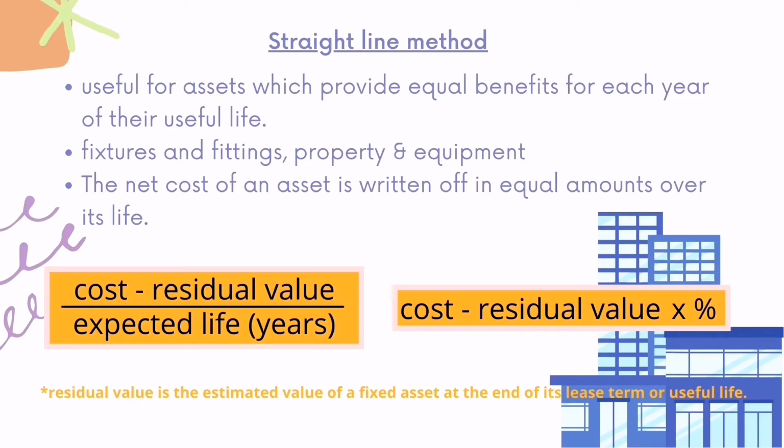There are two ways to use the straight line method. Number one, you can use cost minus residual value divided by expected life. Residual value refers to the estimated value of a fixed asset at the end of its lease term or useful life. Number two, you can use cost minus residual value and then multiply with the depreciation rate given. Which formula to choose actually depends on the information provided to you in the question. By using the straight line method, you will get the same amount of depreciation for each financial year.